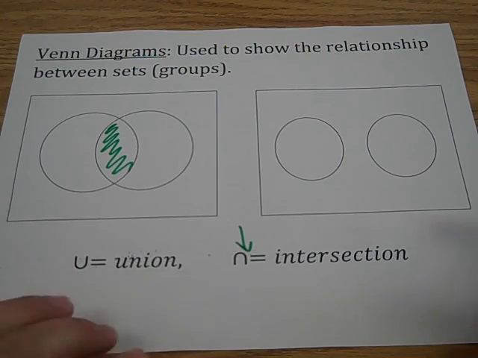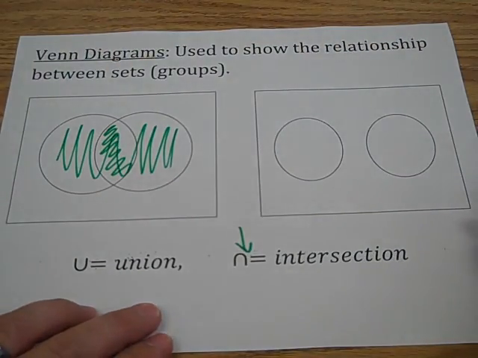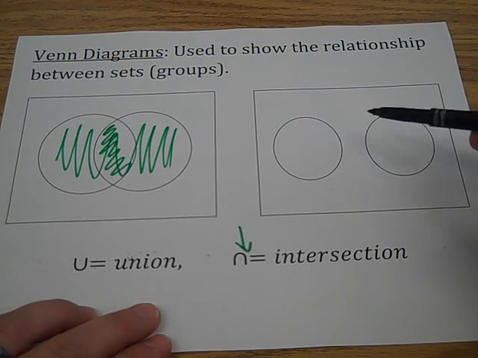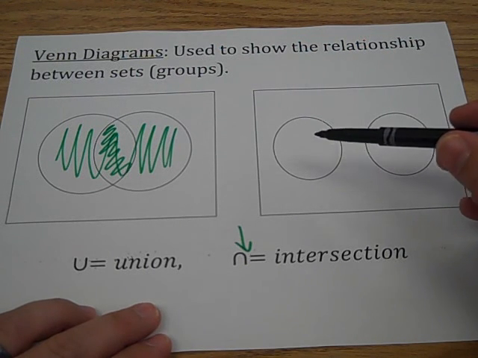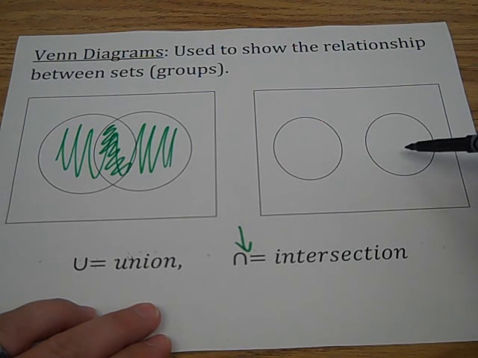The union is everything in both circles. That's everything in both groups or both sets. If I have a Venn diagram that looks like this one, it means that there is no intersection. There are no elements or items or members of the group over here that are in this group.